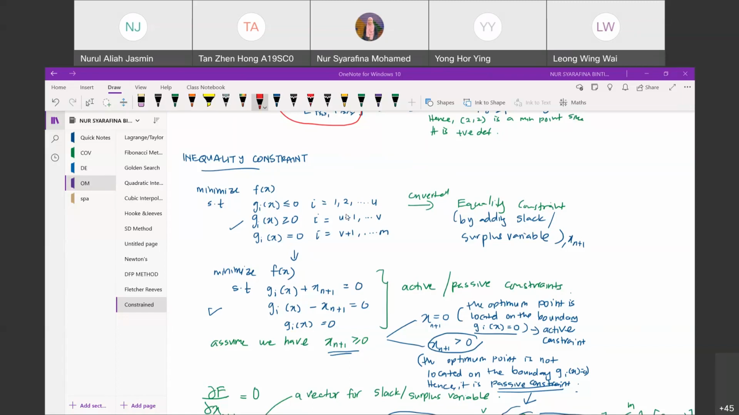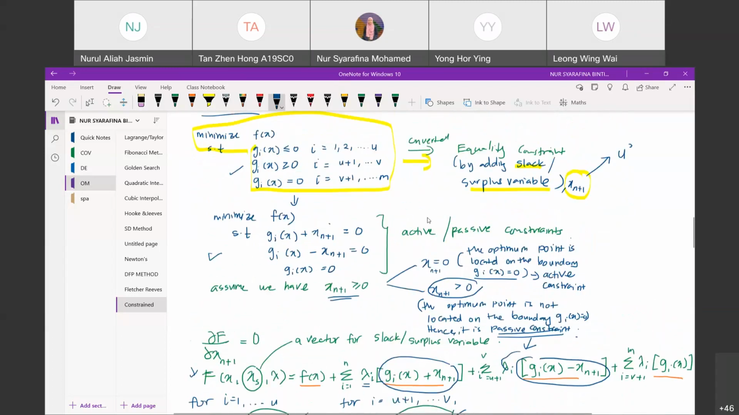So for this inequality, we have the general form. This is the general form of the inequality constraint. What we are going to do is convert it to equality by adding a slack or surplus variable, x_{n+1}. Usually we can use this as u squared. We use the square there so we can ease the process of differentiation later on. This just adds the slack and surplus in order to make it equal.